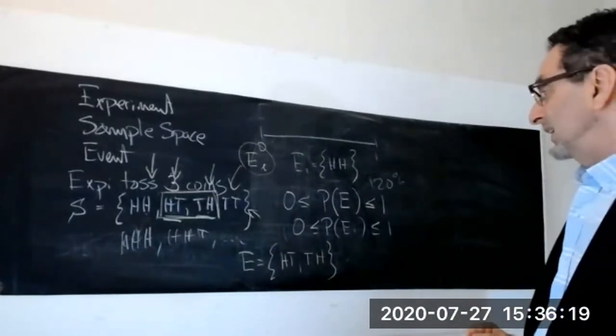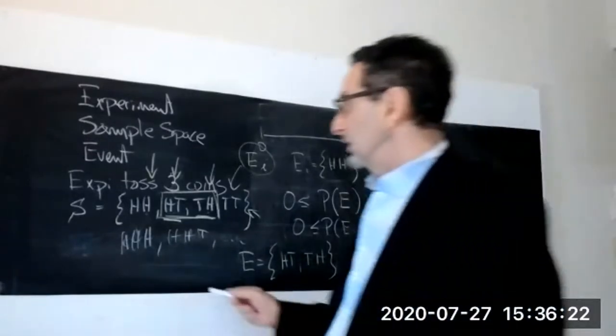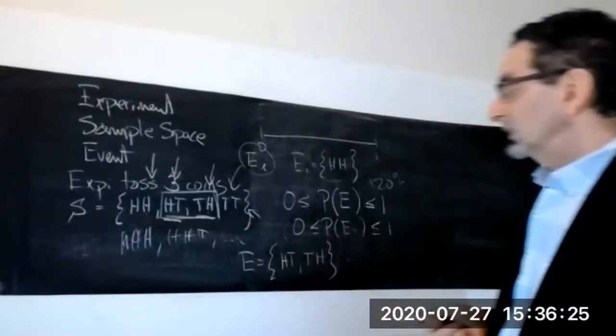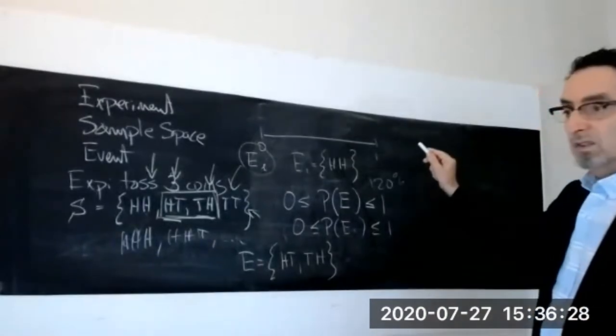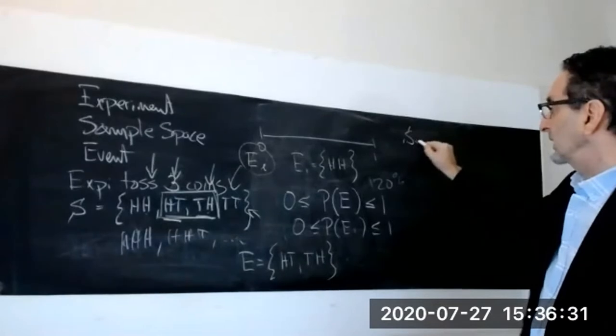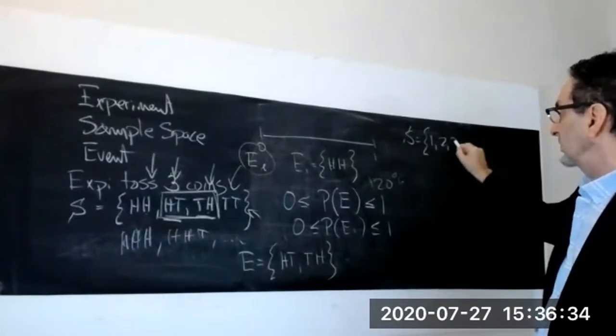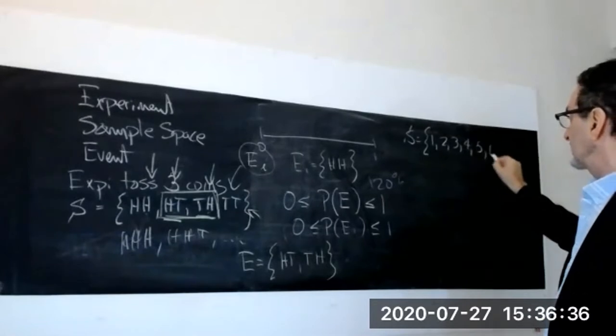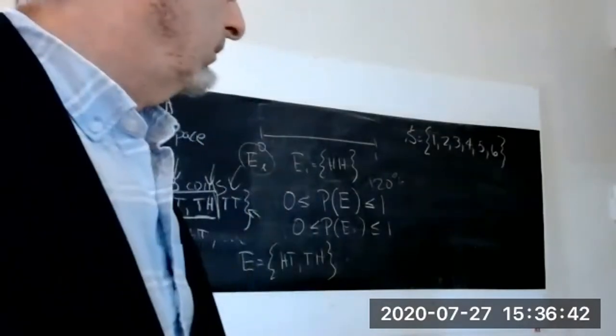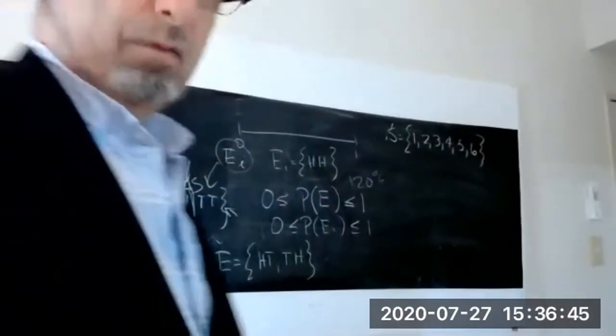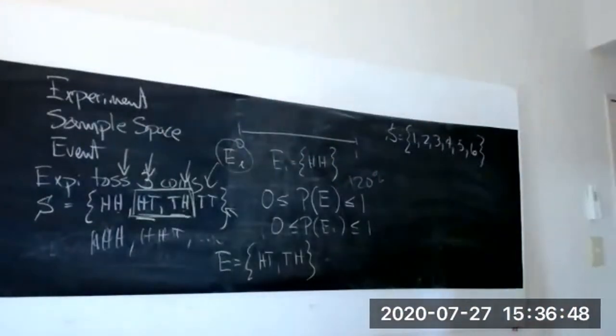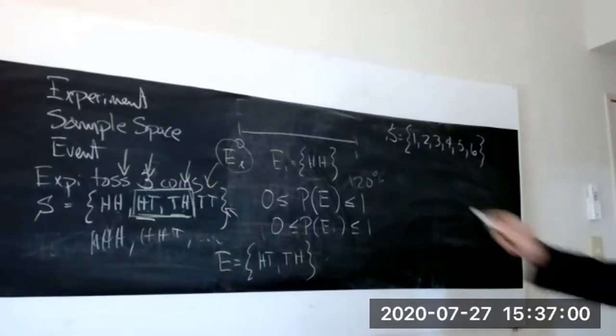Now, the next thing we want to say is that, well, let's go back. Let's go to this example. S equals 1, 2, 3, 4, 5, 6. Now, can you read that? I think you can read it. I hope. 1, 2, 3, 4, 5, 6. So, of course, what am I talking about there? What experiment am I thinking about? I'm thinking about rolling a die, right? Rolling a die.